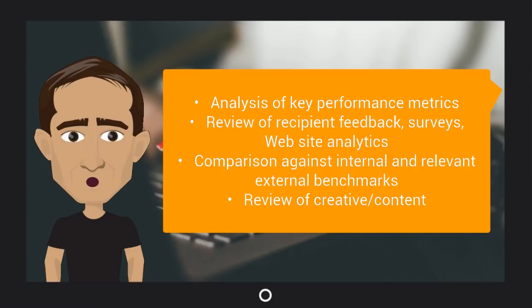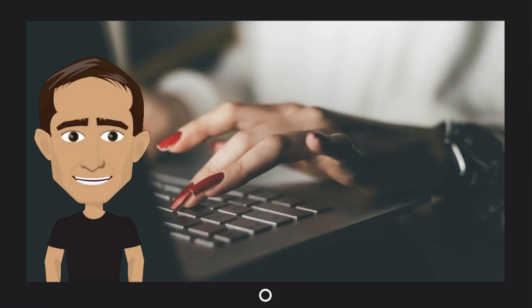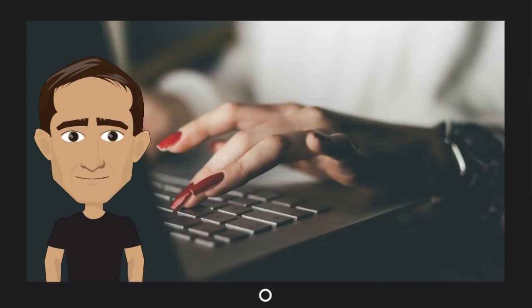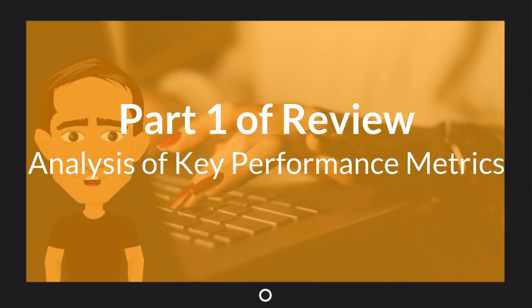After completing your review and internal audit, it will then be your turn to create an improvement plan for the coming year. Elements of your plan should include list building and maintenance planning, creative planning, segmentation and personalization, testing, and reporting and analysis planning. In this video though, we'll focus on what to collect and analyze in your year-end review. So, part 1 of the review is analysis of key performance metrics.